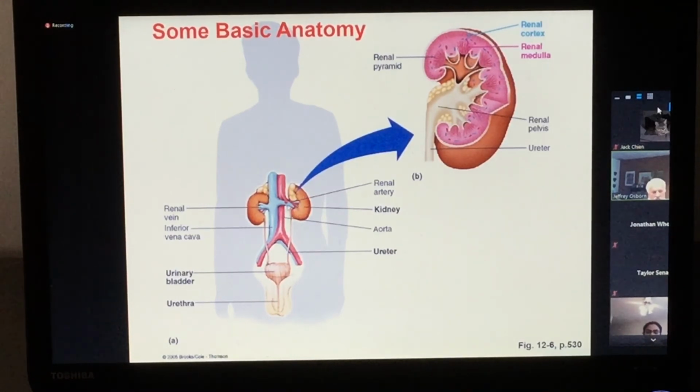I failed to mention the last component of the genitourinary tract. We go from kidneys to pelvis, to ureter, to bladder, to urethra. And the urethra goes from the bladder sphincter, which then controls excretion of urine and tubular flow out the urethra into the exterior of the body.